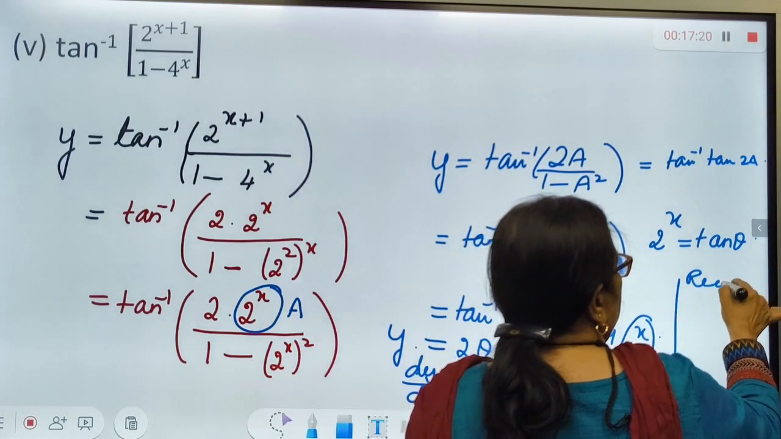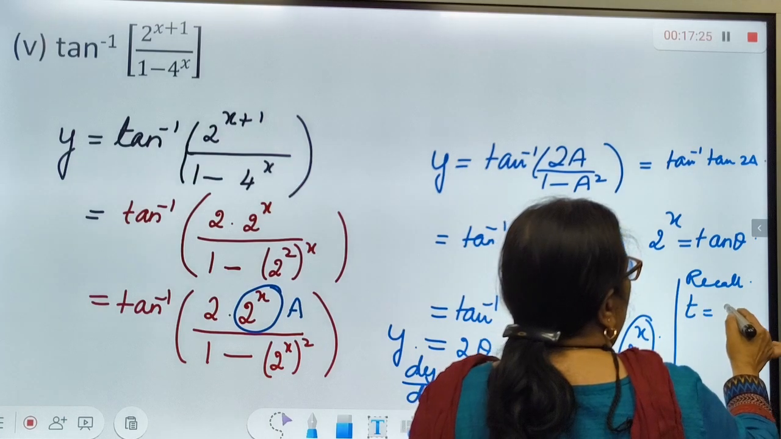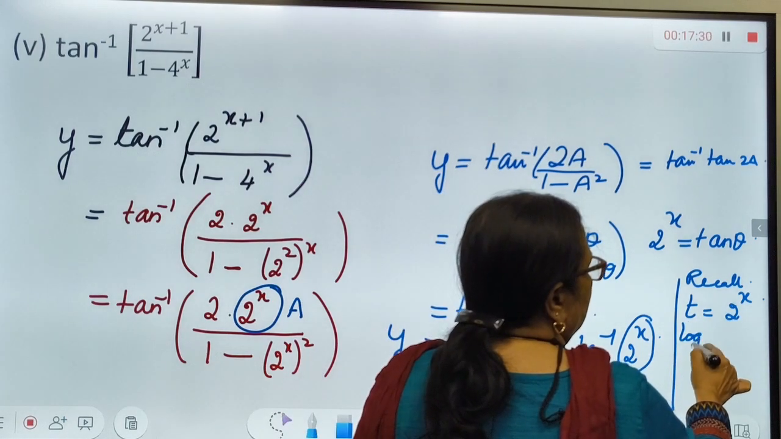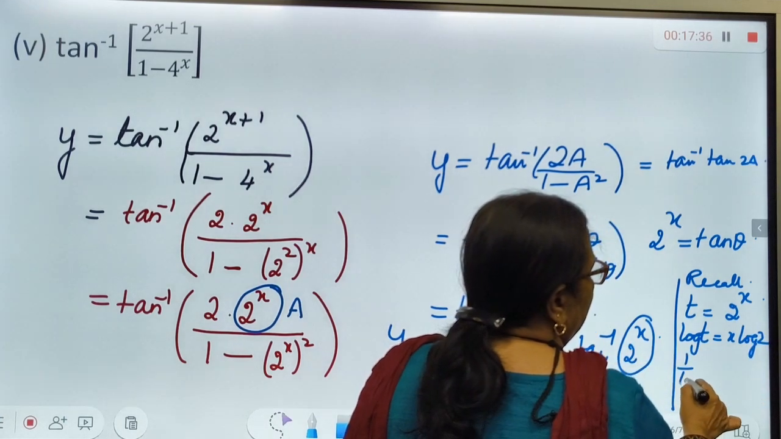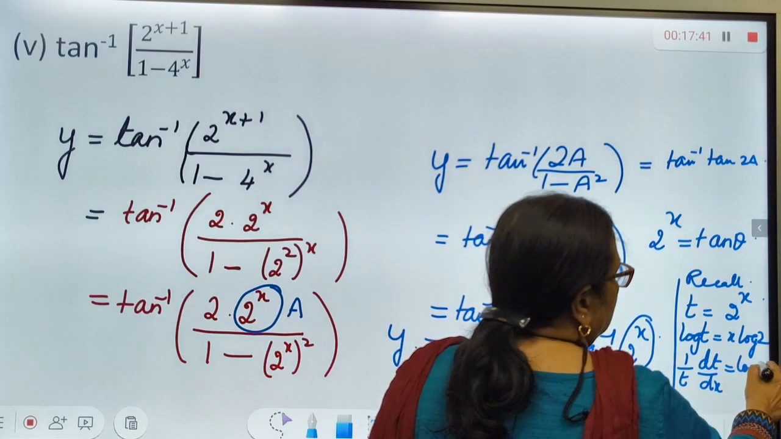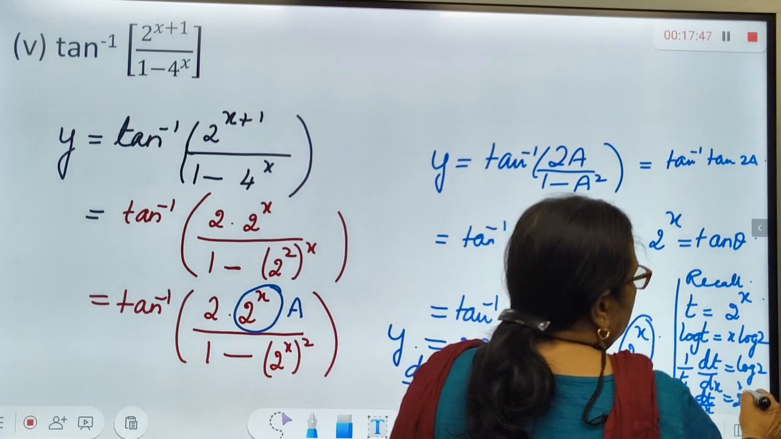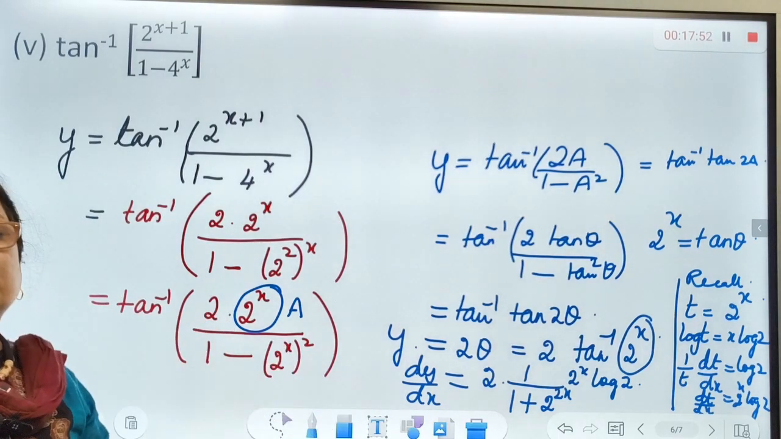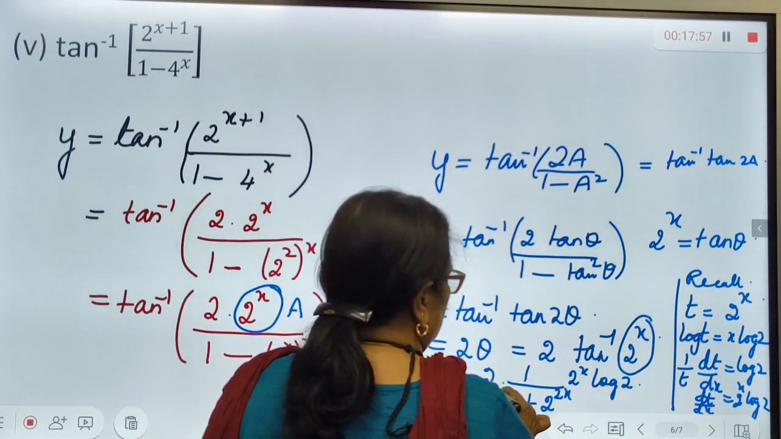Recall, suppose you have t equal to 2 power x, then log t is x log 2. So 1 by t dt by dx is log 2. So dt by dx is t into log 2, which is 2 power x log 2. Please recall, this is what we did when we did logarithmic differentiation. So the derivative of 2 power x is 2 power x log 2.